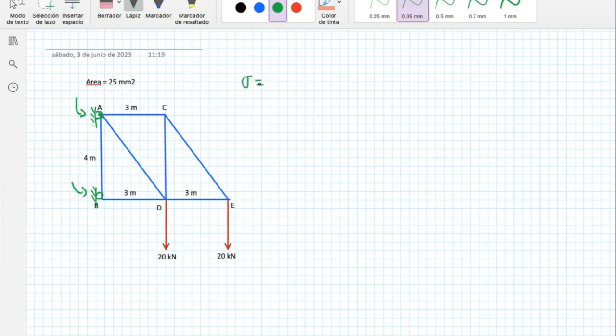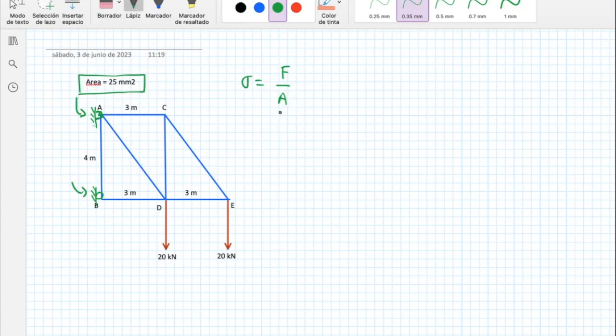So the normal stress is basically the axial load, or the force, whether it's tension or compression, divided by the cross section area. And they are telling us that the cross section area of each of these members is 25 square millimeters. Basically, that's the basic idea in order to get them.